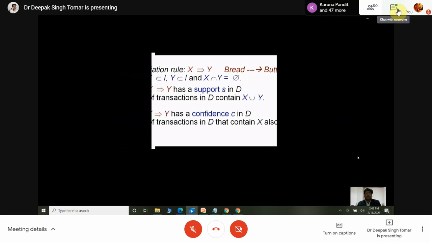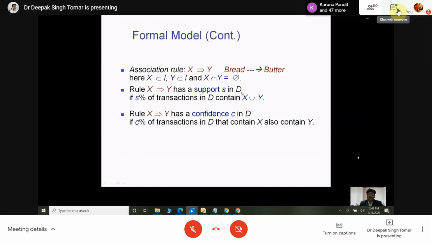So rules X implies Y and support D. Support means how many times items are offered together. So this means the intersection of X and Y is empty, meaning no left hand and right hand side will contain the common items. So rule X implies Y has support D if X% of transactions in D contain X and also Y. Means how many times the transactions are having X and Y both.